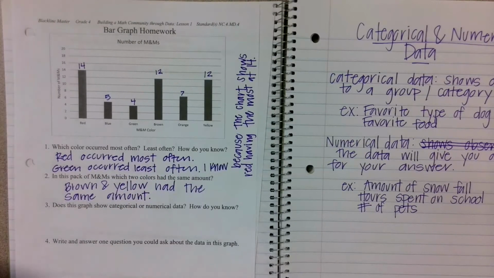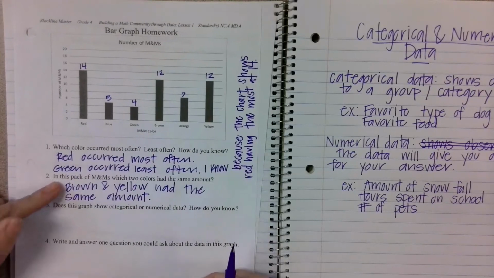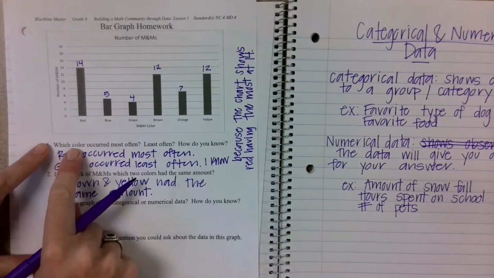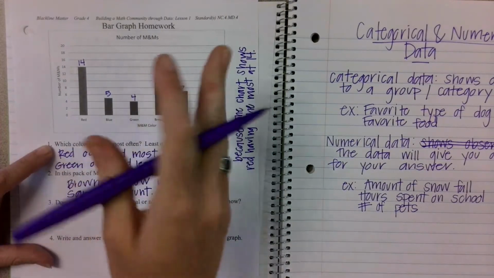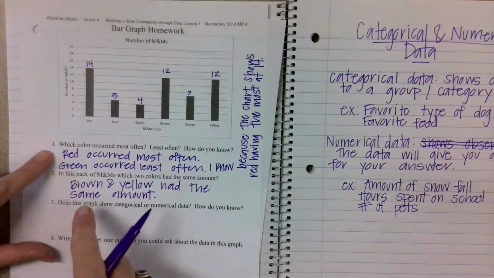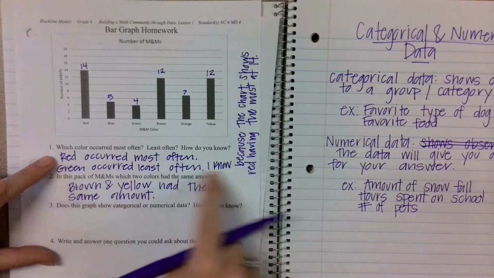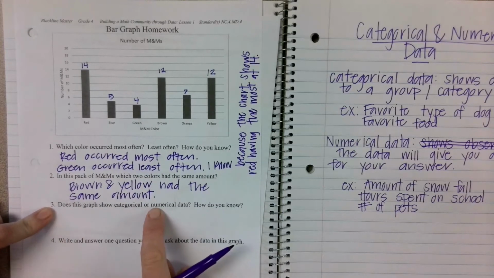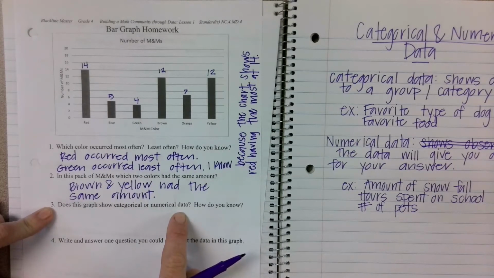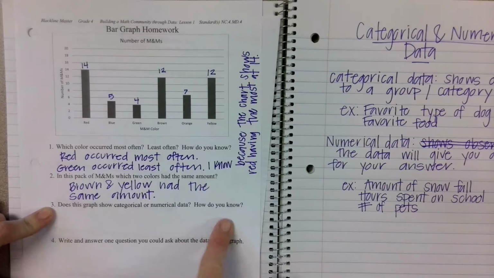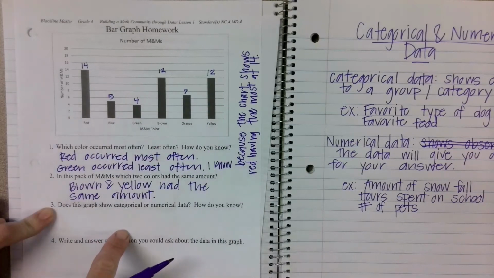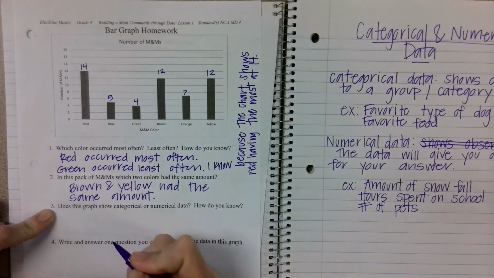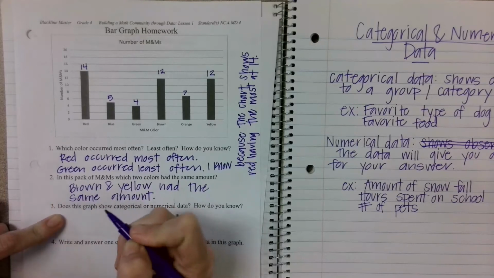So as you can see, I haven't put really any numbers in my answers because it says which color. That's not asking for 14, 5, 4, 12, 7, and 12. They're asking for a color. So that is, because it's not a number, does the graph show categorical or numerical data? How do you know? Well, I just told you, the graph shows categorical data.